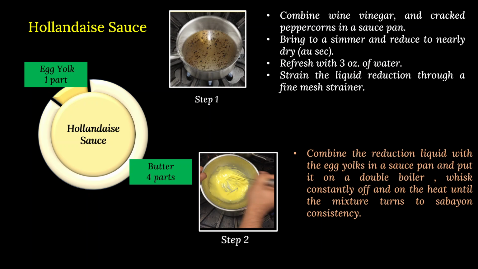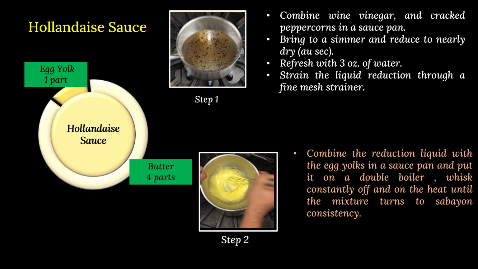If you put it on a high heat, high steam, what will happen? Egg yolk will get coagulated very fast, and as a result, it won't absorb the liquid, that is clarified butter or the butter. Now, off and on is made very clear. And to a sabayon consistency.